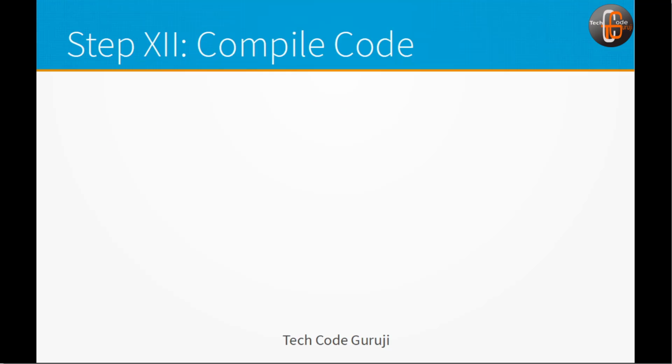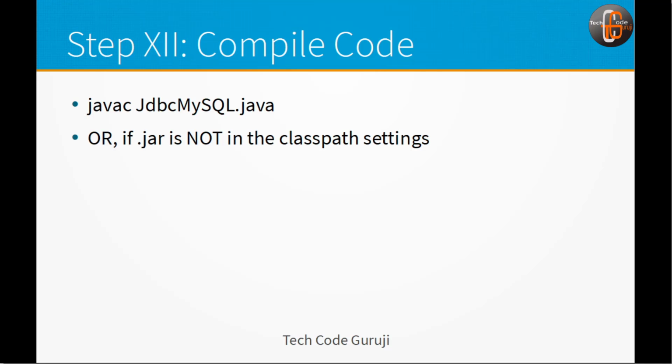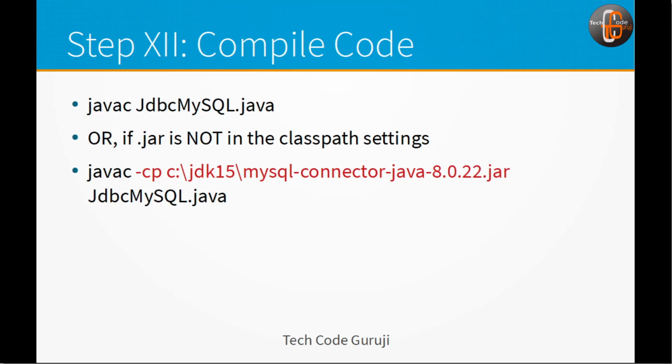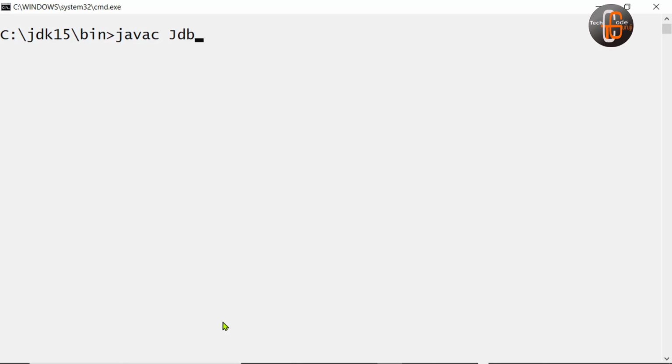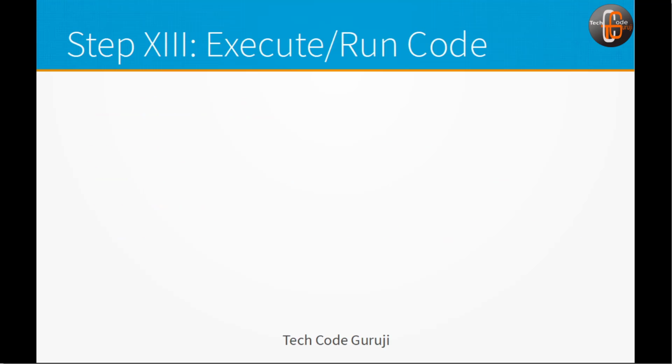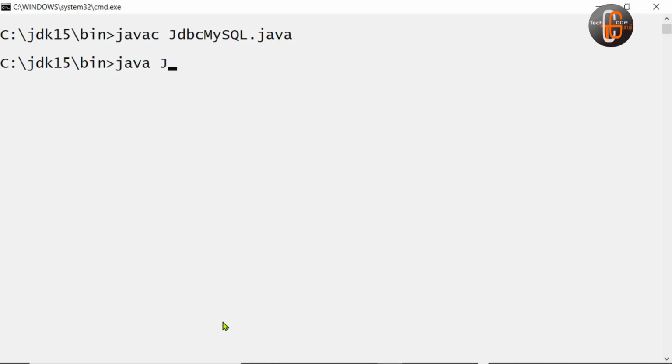In the next step, we have to compile the code. If you have not added the .jar file in the Classpath settings, you have to compile it using javac -cp C:/JDK15 mysql-connector-java-8.0.22.jar and then JDBCMySQL.java. Now we have to run it: java JDBCMySQL. As you can see, we are getting two data, Ajay and Vijay.